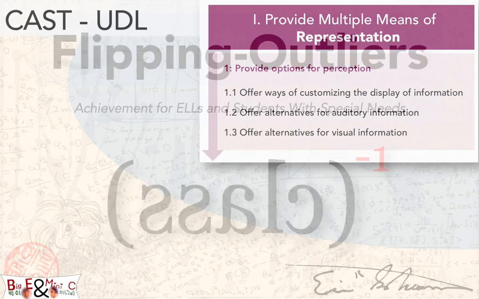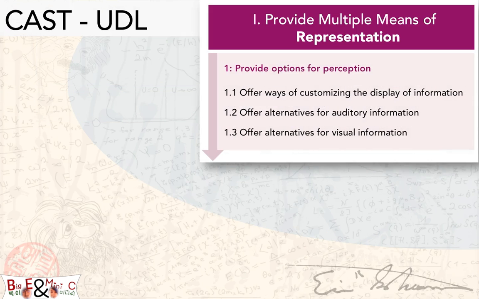So let's get started with number 1. The first tier provides multiple means of representation. The subcategories are offering ways of customizing the display of information, offering alternatives for auditory information, and offering alternatives for visual information. Using the flipped classroom combined with many in-class activities really aligns very well with this guideline. The use of videos outside of class, perhaps closed captioning and translation for those who need it, are all ways to remove the barriers for students with special needs or English language learners.